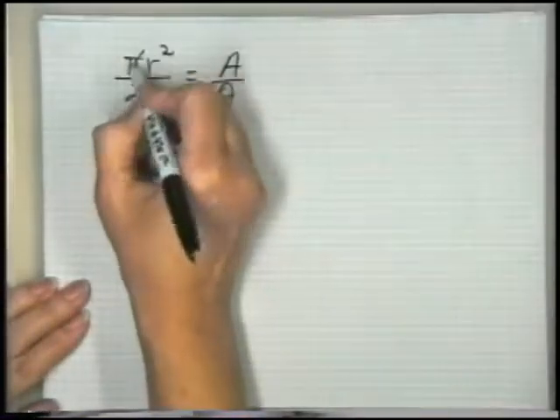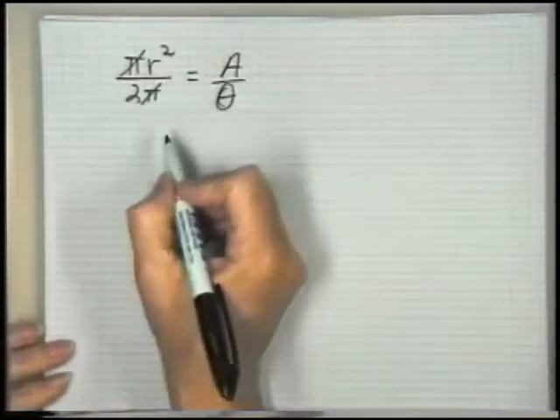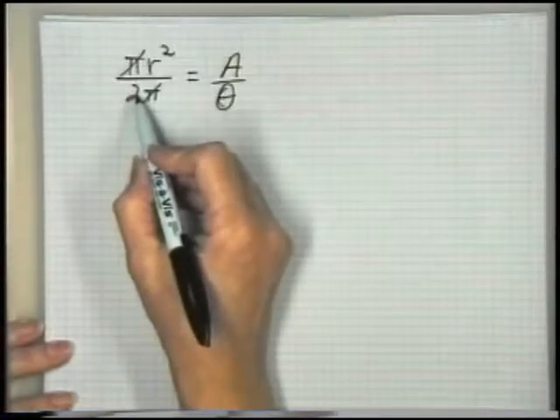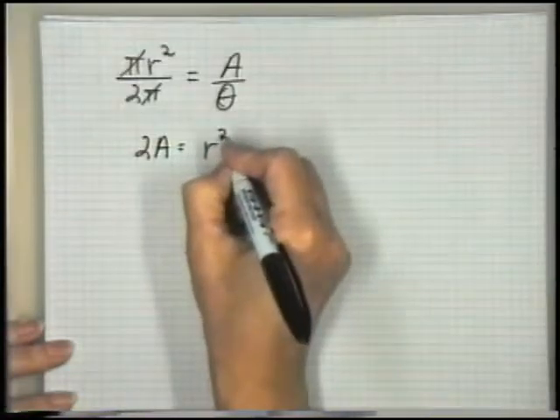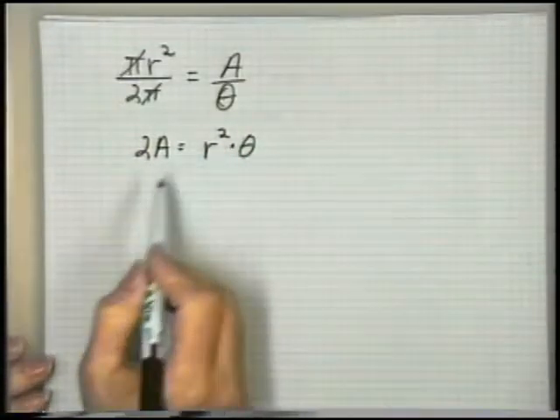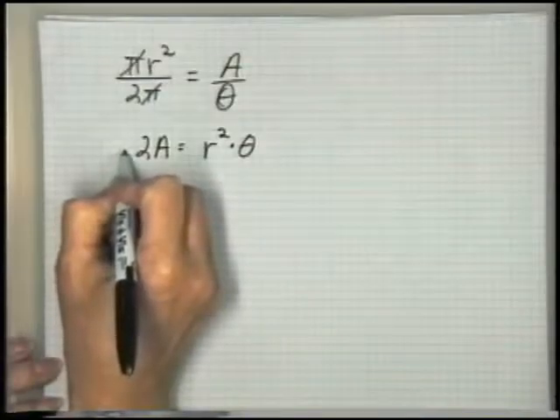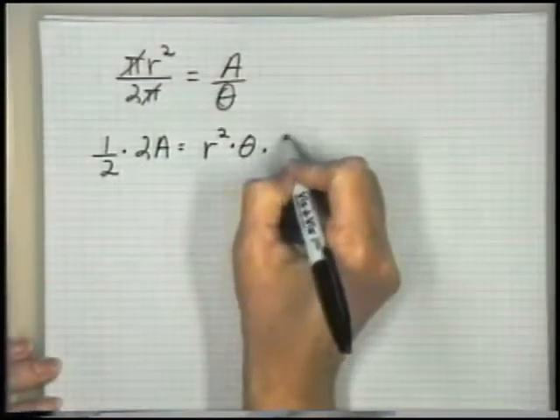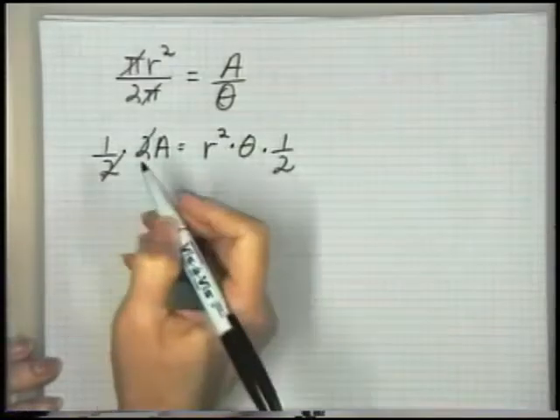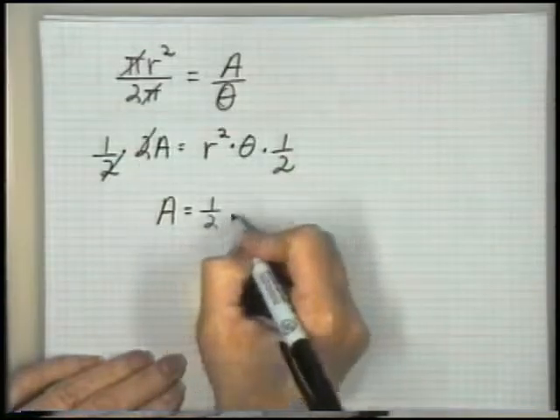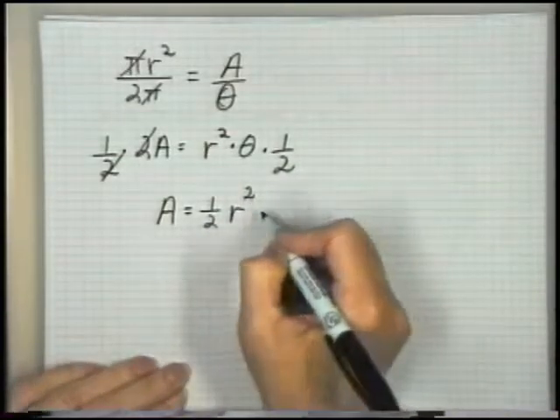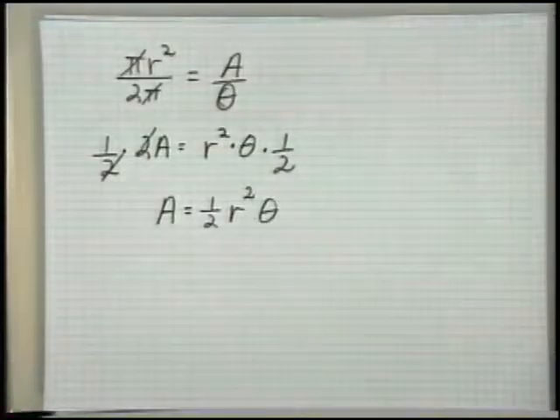The first thing that I'm going to do is those pi's divide to 1, and then I'm going to cross multiply. Since it's a proportion, I know that 2 times A equals r squared times theta. And then I'll divide both sides by 2, or I can multiply both sides by 1/2. I think I'll do that. So the area of the sector of a circle is equal to 1/2 times r squared times theta, where theta is the central angle for that sector of the circle.